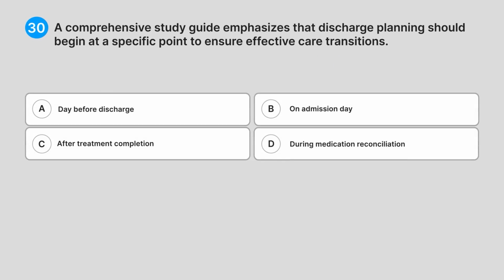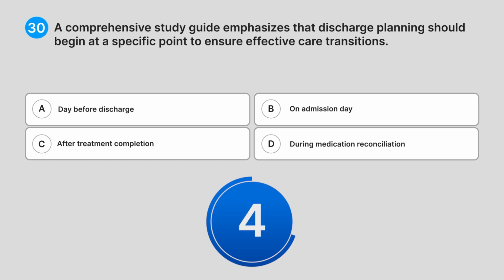30. A comprehensive study guide emphasizes that discharge planning should begin at a specific point to ensure effective care transitions. A. Day before discharge. B. On admission day. C. After treatment completion. D. During medication reconciliation. Do you know the answer?